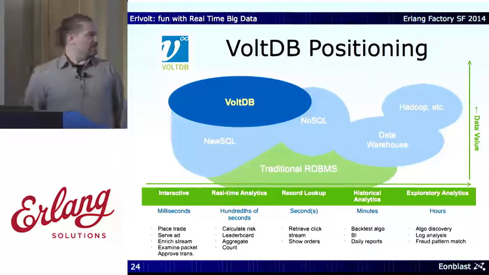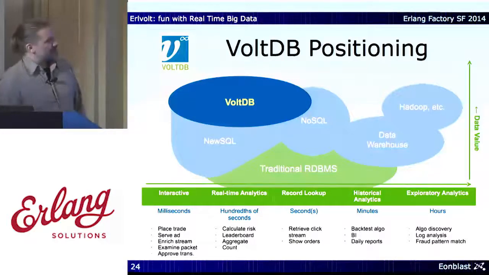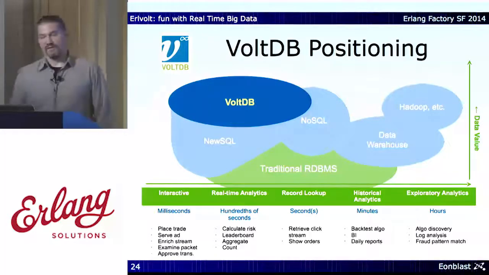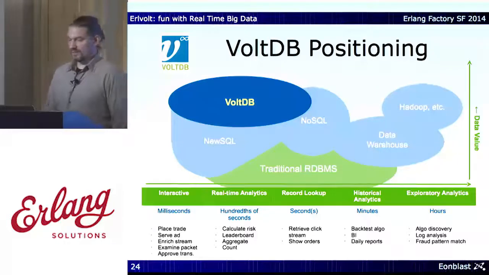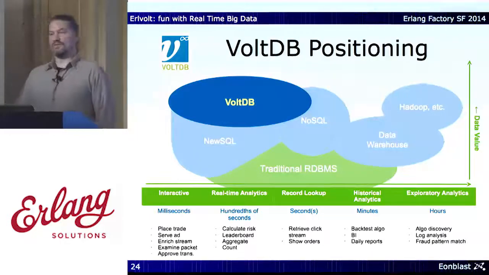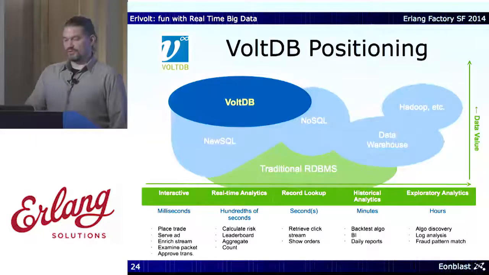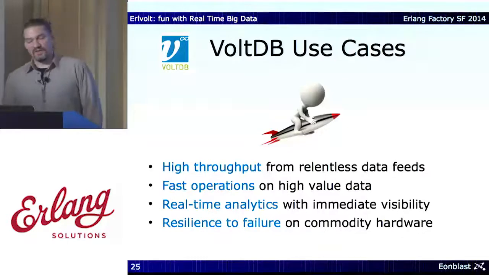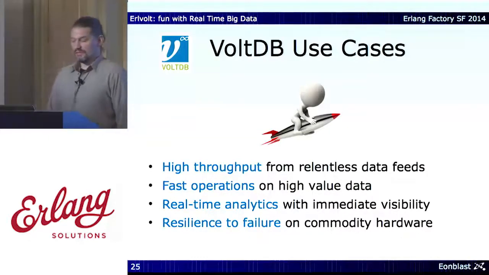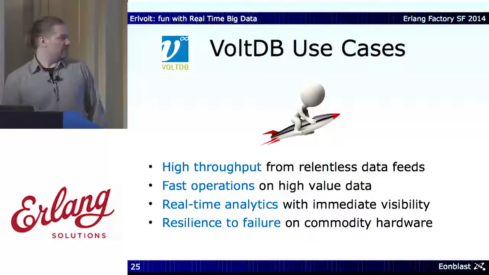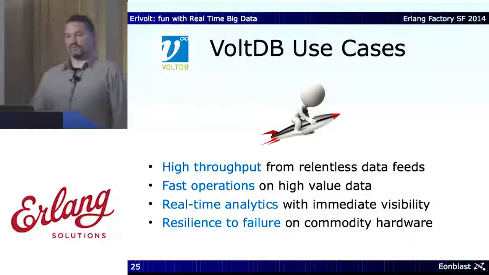So that is the complete landscape, where you can see Hadoop on the right side. You see traditional RDBMS in the middle at the bottom. And you see VoltDB there in the corner where velocity and high throughput would be at home. So the use case is definitely high throughput. It's fast operations on high-value data. And it's also resilience to failure when using very normal commodity hardware.